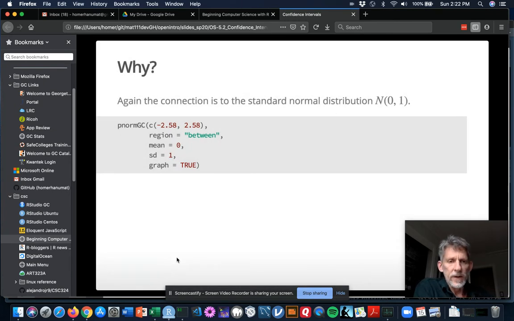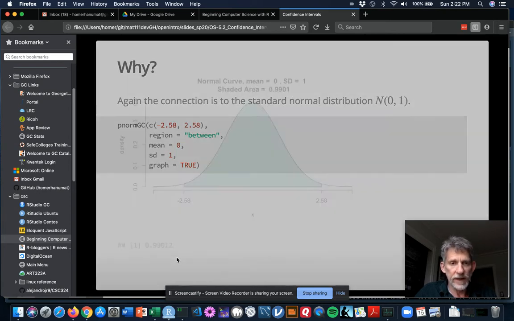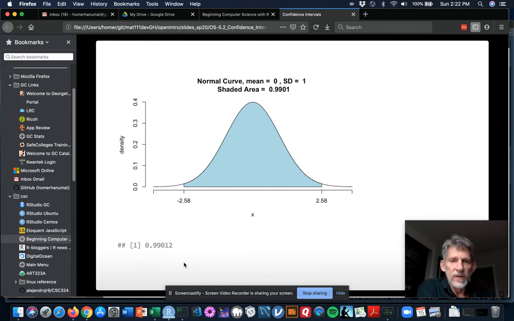Again, why the number 2.58? Well, if you ask pnormGC to tell you the area under the standard normal curve between minus 2.58 and 2.58, then you see that that area is just about 0.99. So you can see that the 2.58 has been carefully selected to go along with this notion of 99% confidence.